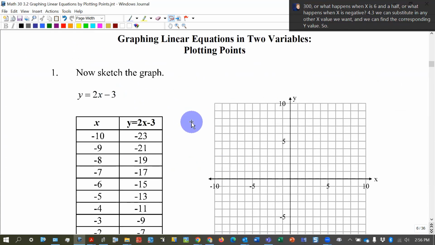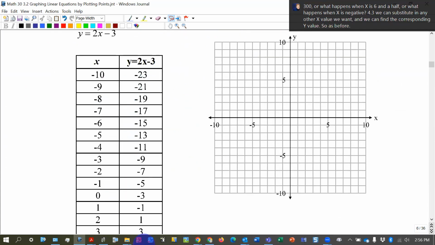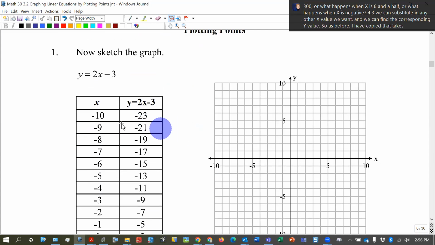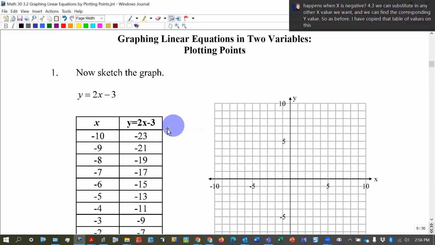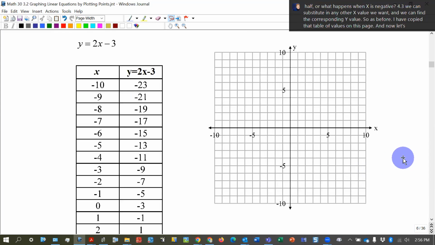So as before, I have copied that table of values on this page, and now let's look at the picture. And if it helps, we can label the origin. It might help to put tick marks on the labeled numbers on the axes to make it easier to count.